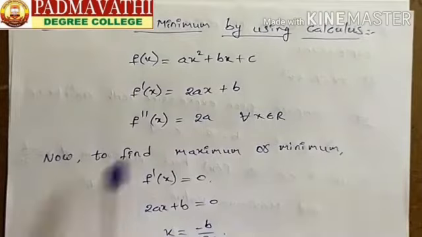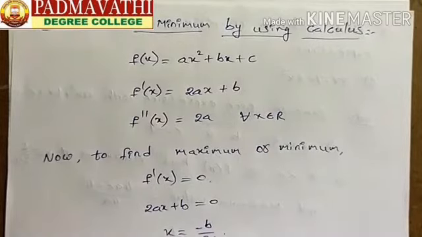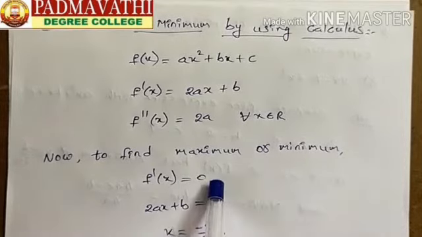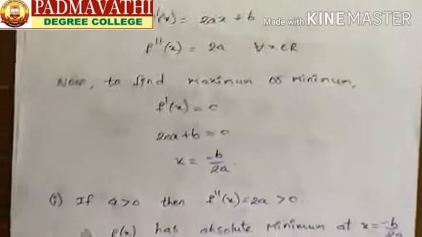The second order derivative is independent of x, so for all values it depends on a only. Now to find the maximum or minimum, we need to equate the first order derivative to 0. So f dash of x equal to 0 means 2ax plus b equal to 0, and the x value we got is minus b by 2a. Right, now coming to the two cases.